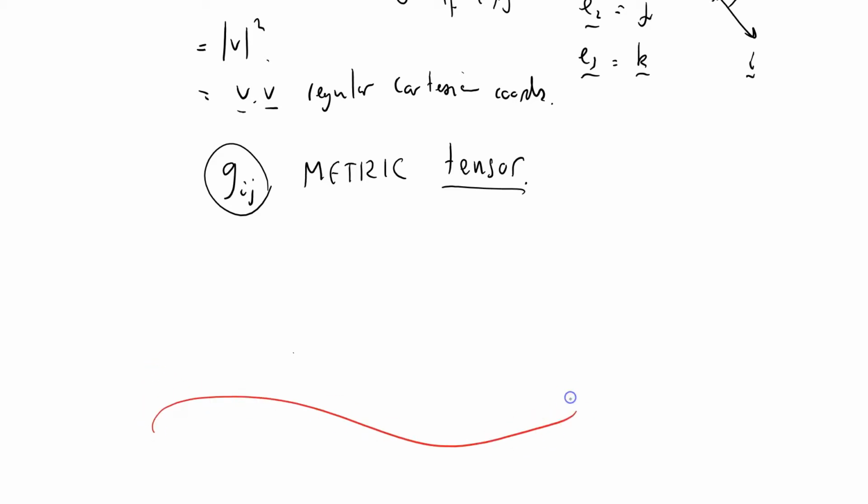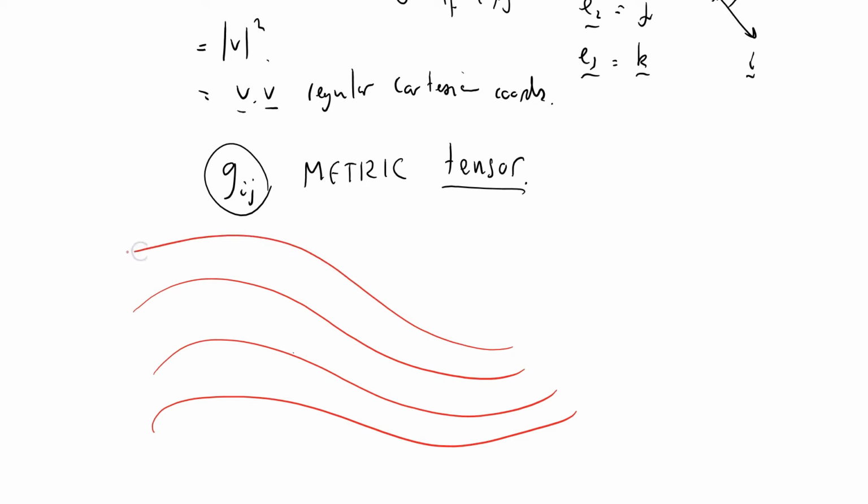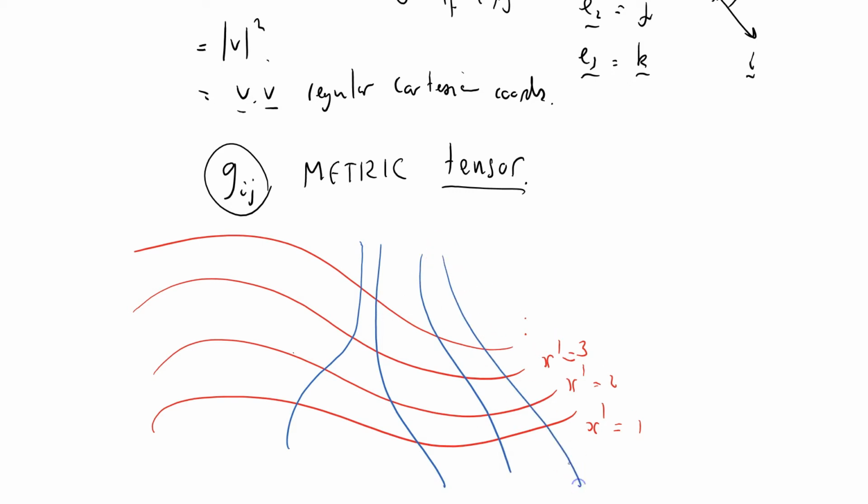So here are some contours, some coordinate lines, and you'll see that they're all horrible. x1 equals 1, x1 equals 2, x1 equals 3, and so forth. And if I change to blue, we're going to have some blue contour lines, and they're going to be terrible as well. That's x2 equals 1, x2 equals 3, x2 equals 4, and so on.